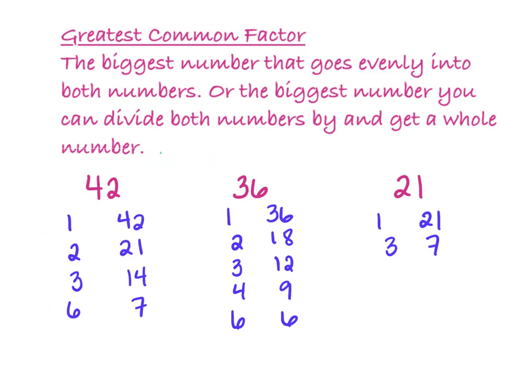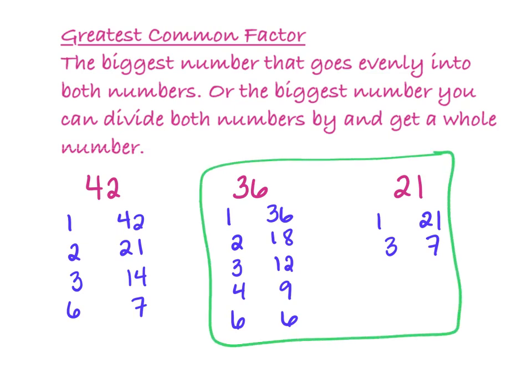So then let's go ahead and look at 36 and 21. So I only have 4 factors of 21. 21 and 7 don't show up on the factors of 36. Next biggest is 3. And 3 shows up on both lists. So even though it's not a very big number, 3 is our greatest common factor.